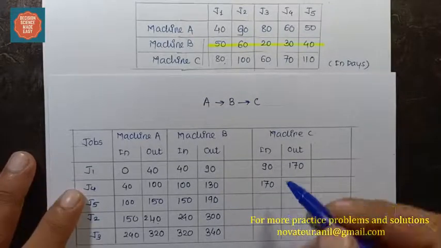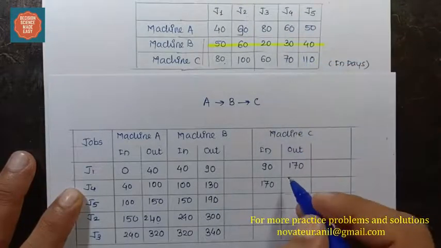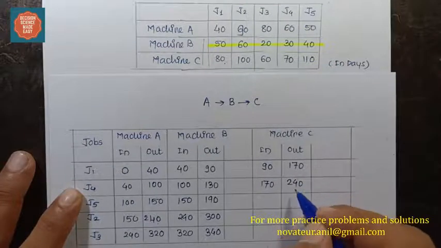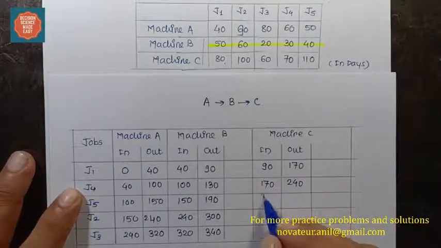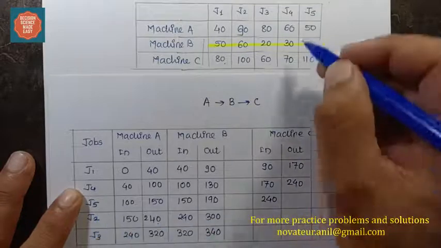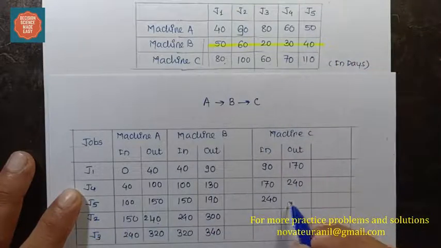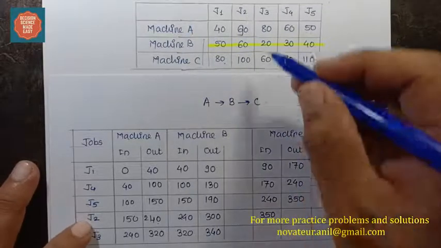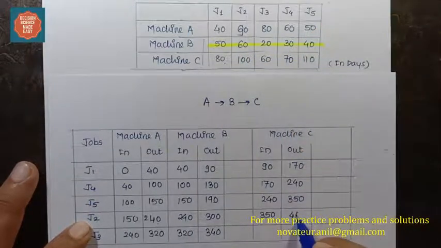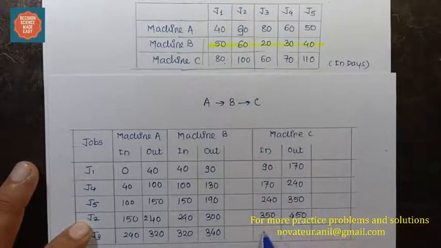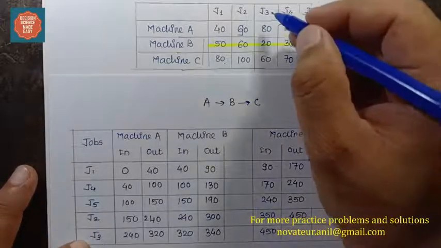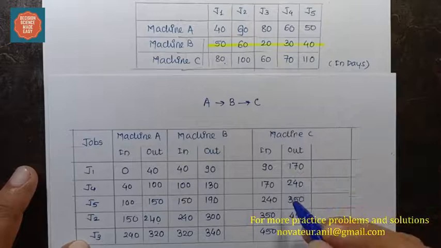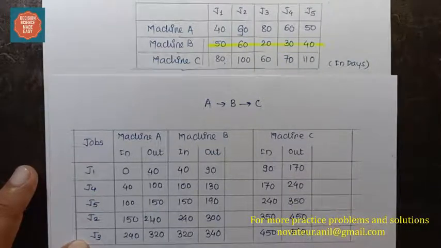So 170 plus J4, which is 70, is nothing but 240. Again 240 and 190, so the higher value is 240, and J5 is 110, so this is nothing but 350. Now 350 and 300, so higher is 350. I'm going to select that, and J2 value is 100, so it is nothing but 450. Now 450 and 340, so the higher value is 450. I'm going to consider that, plus J3 value is 60, so that is nothing but 510.